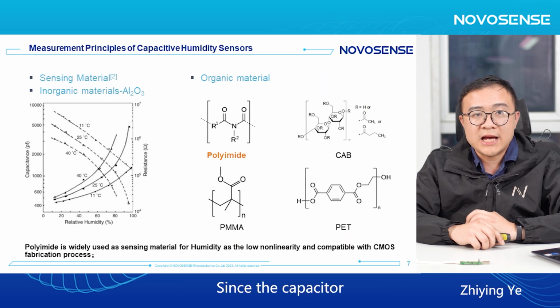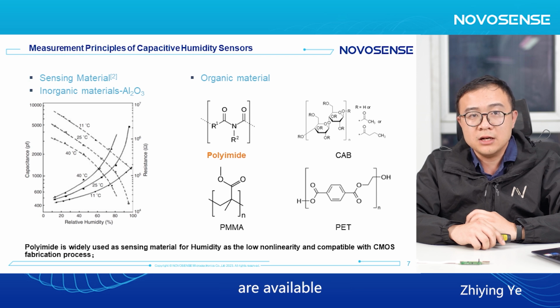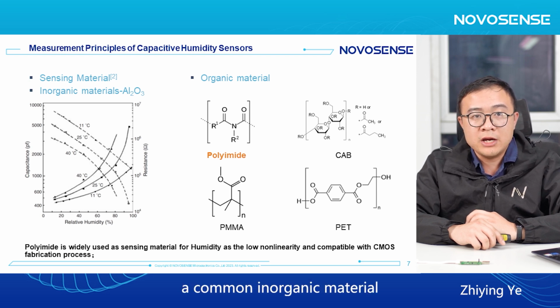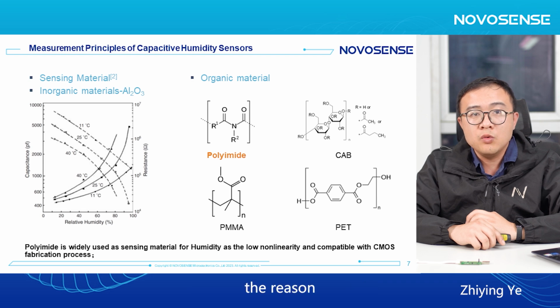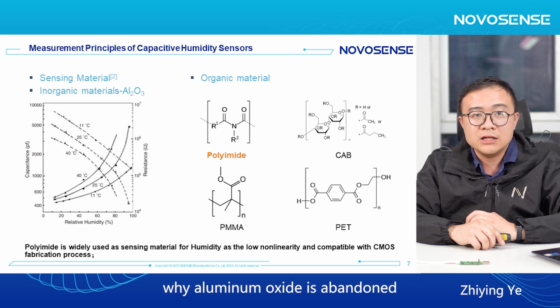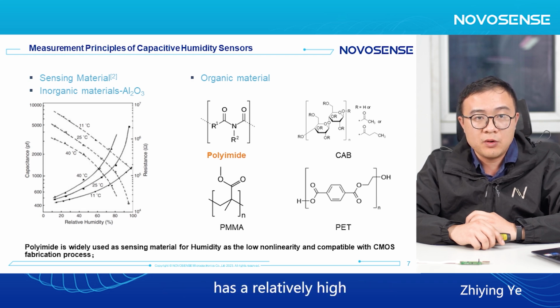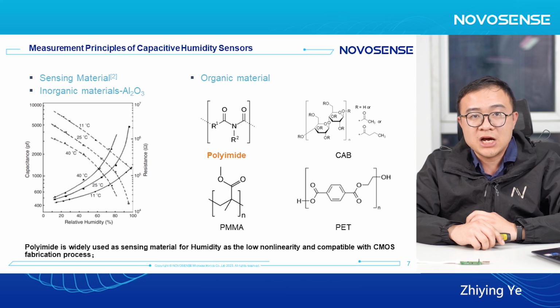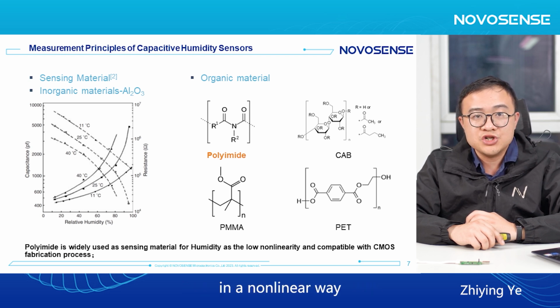Since the capacitor is based on material, a variety of materials are available. For example, aluminum oxide, a common inorganic material. However, the reason why aluminum oxide is abandoned is that it has a relatively high temperature coefficient. In addition, its capacitance value changes in a non-linear way.